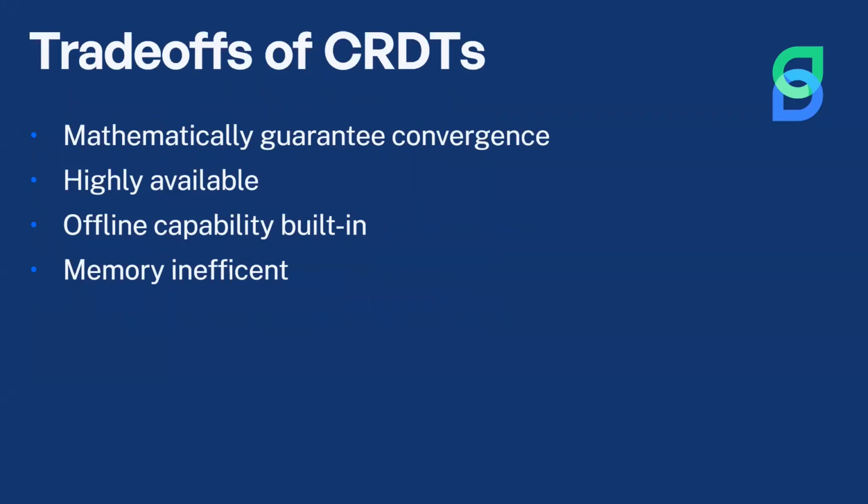But they also do come with some disadvantages. The main one is that to make the operations commutative, the CRDT needs to store additional metadata. And this means that they often come with significantly more memory overhead than alternatives like OT.